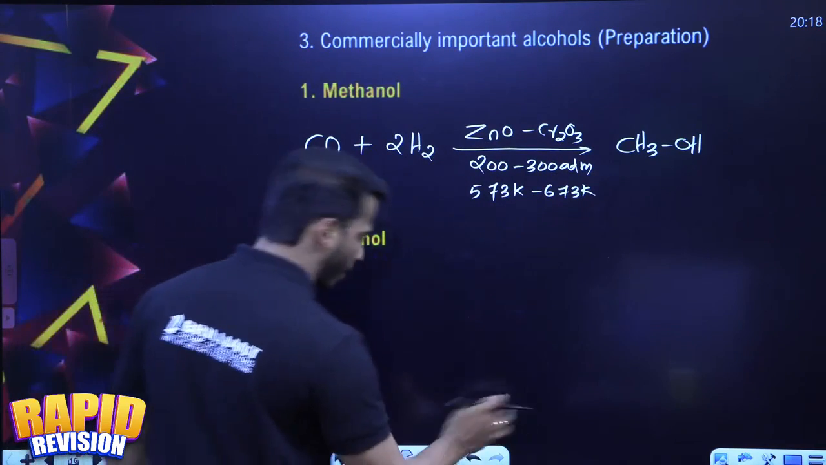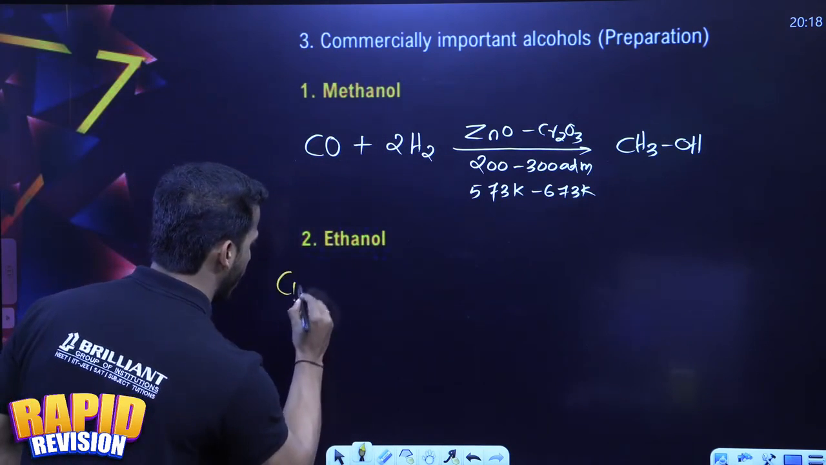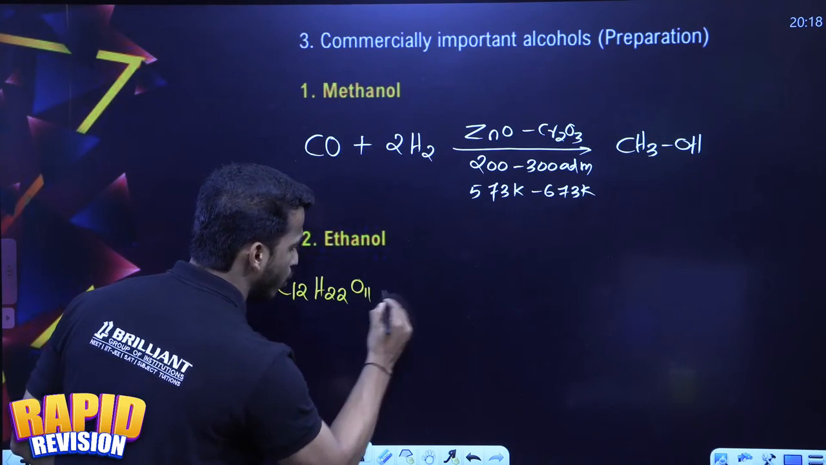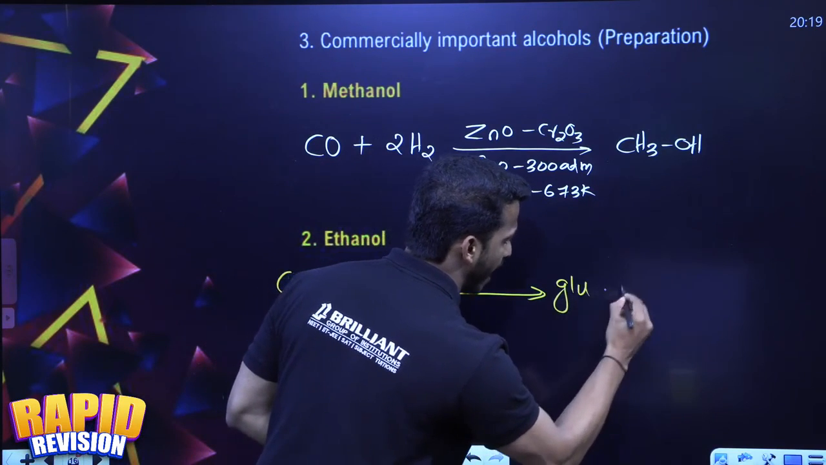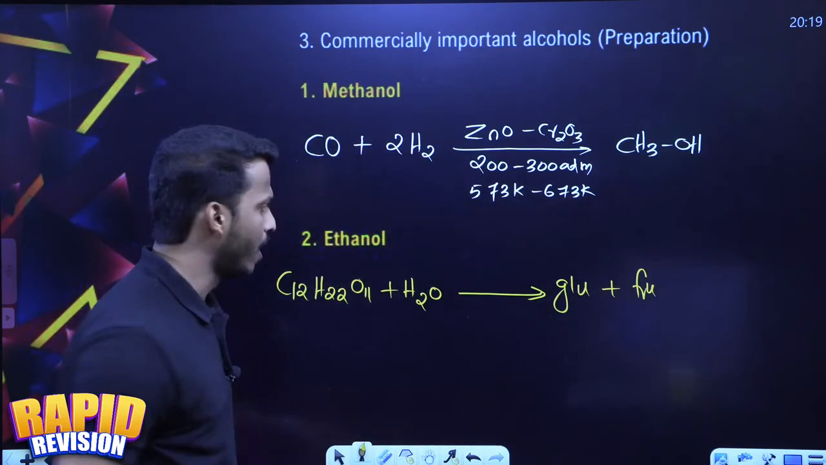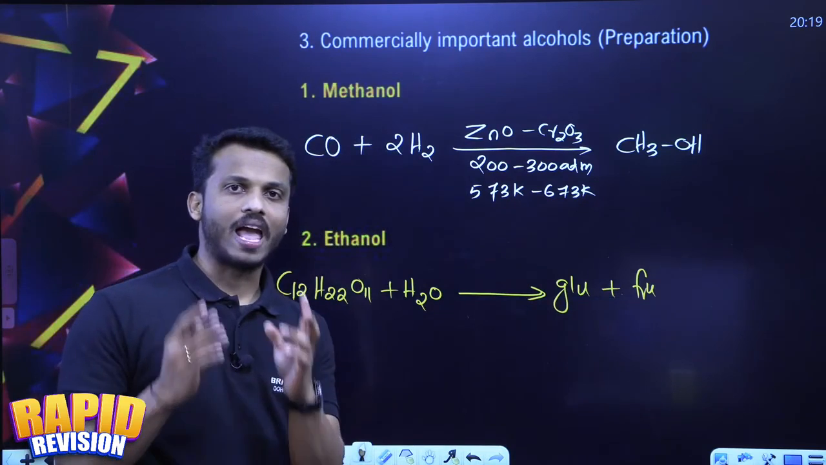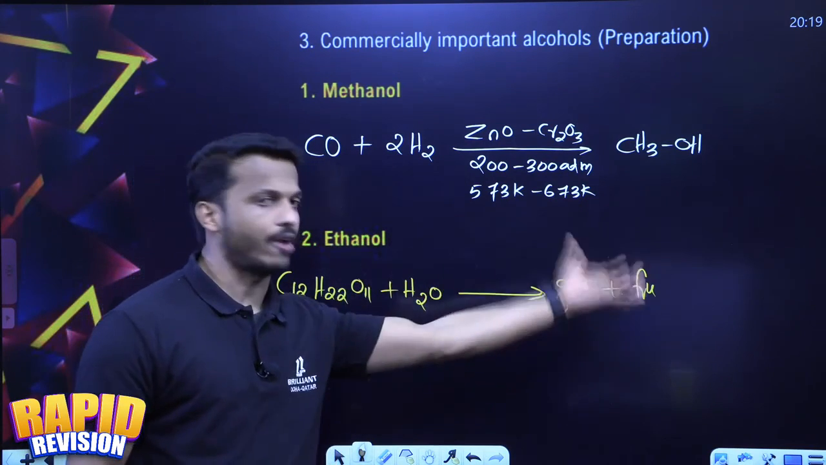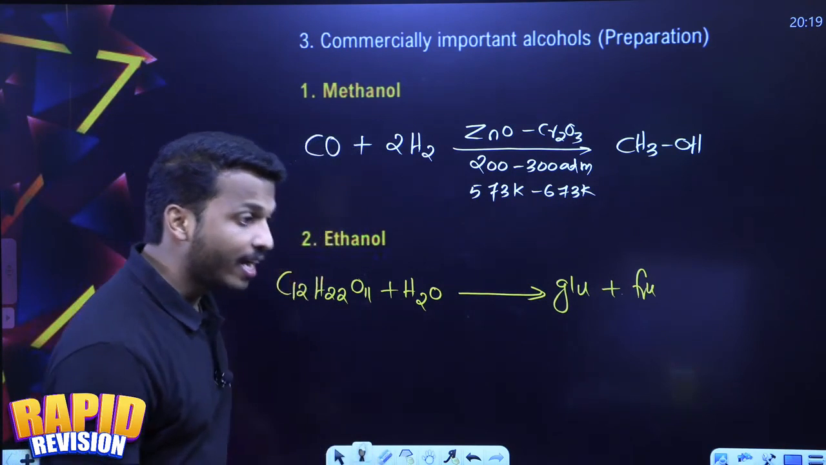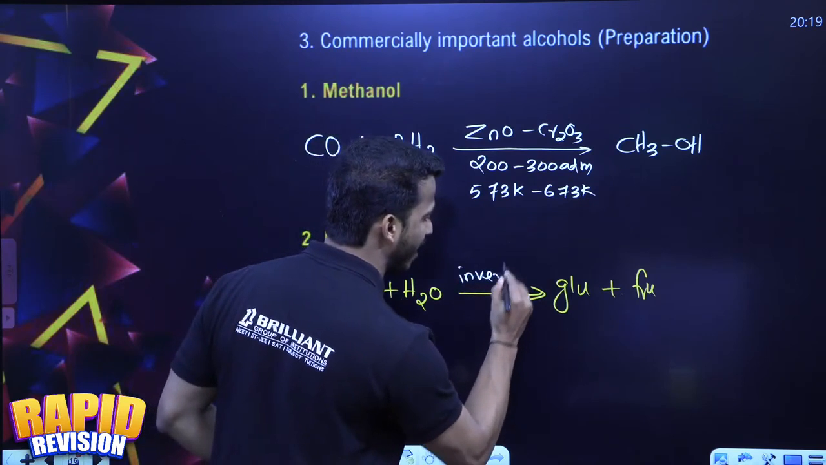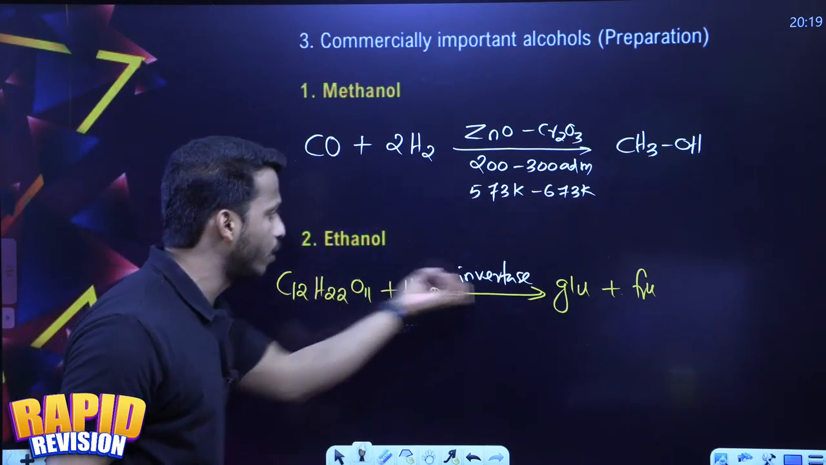Let me tell you, dear all, how to prepare ethanol. Ethanol is prepared from sucrose. What is sucrose? C12H22O11. Sucrose is a disaccharide. When you dissolve it in water, it will give you glucose and fructose, C6H12O6. Which enzyme helps to convert sucrose to glucose and fructose? What is the name of the enzyme you have already studied in the chapter biomolecules? Invertase is the enzyme to convert sucrose into glucose and fructose.